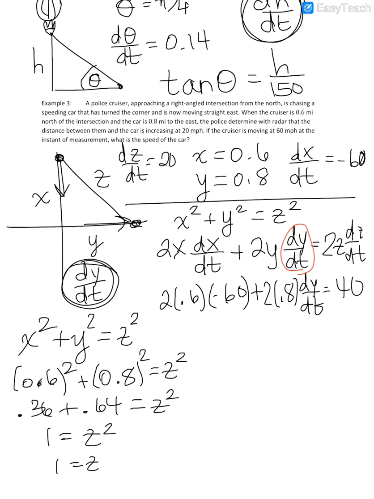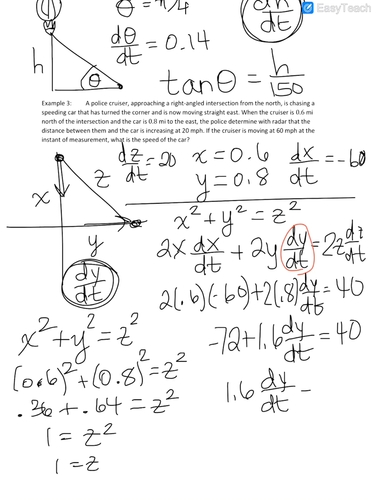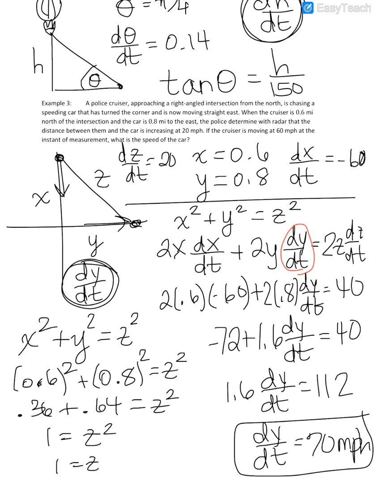All right, so if we do 2 times 0.6 times negative 60, that gives us negative 72, plus 1.6 dy/dt equals 40. Add the 72. Divide by 1.6. So the car is going 70 miles per hour.